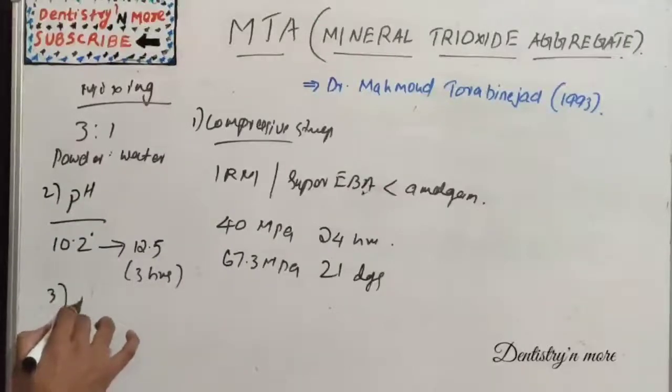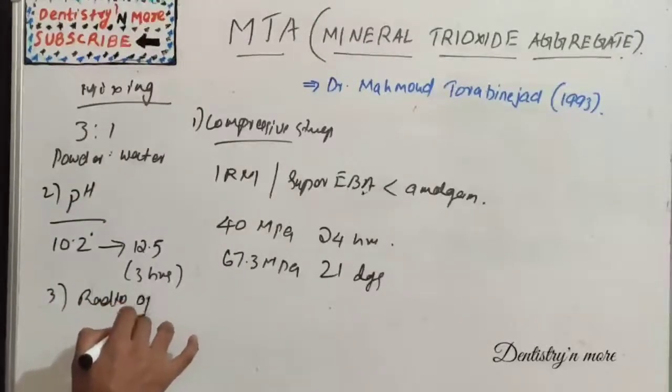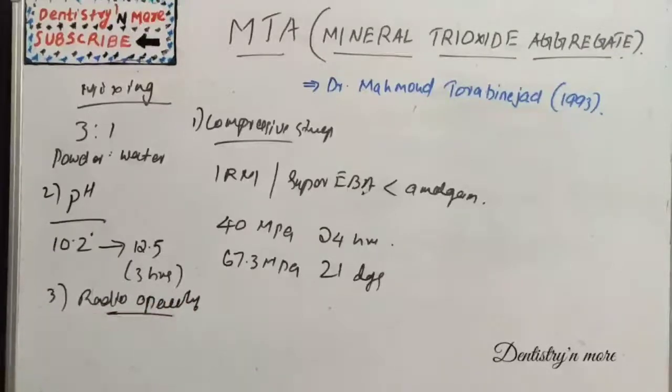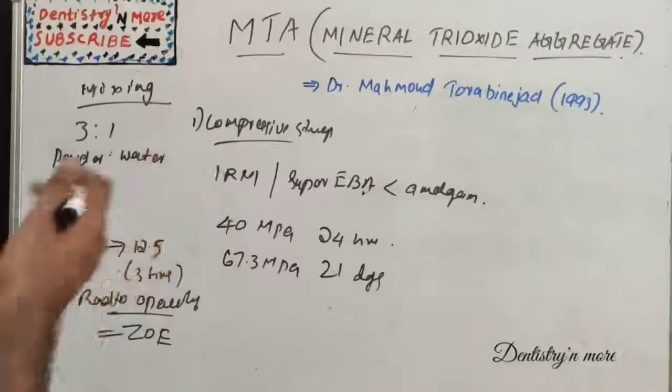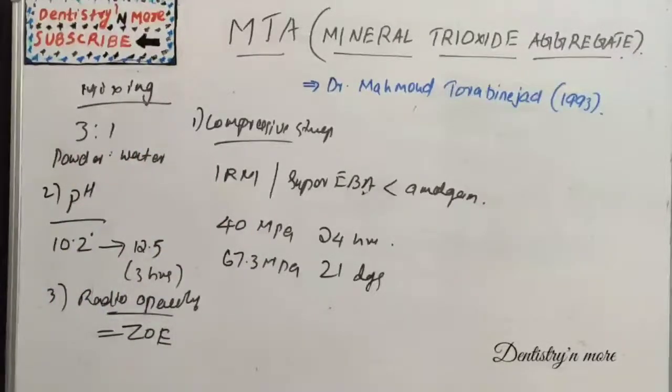The third property is radio opacity. It is actually less radio opaque than IRM and super EBA, amalgam or gutta percha, and it has similar radio density as zinc oxide eugenol, but lesser than the other materials. The mean radio opacity of MTA is 7.17 millimeter of equivalent thickness of aluminium, which is sufficient to make it easy to visualize radiographically.